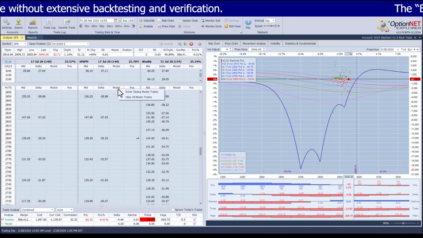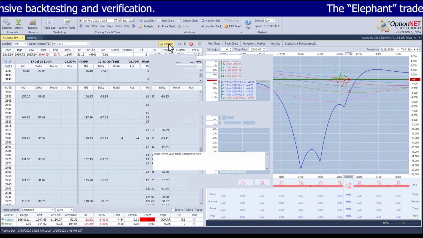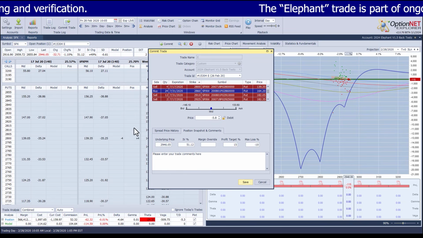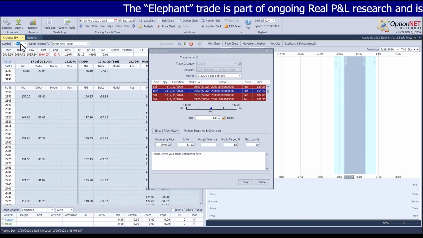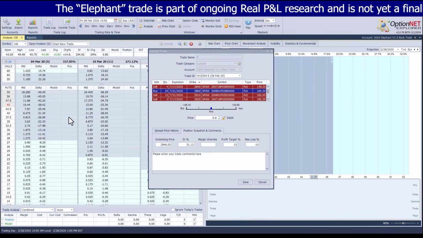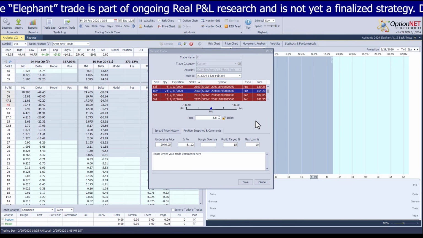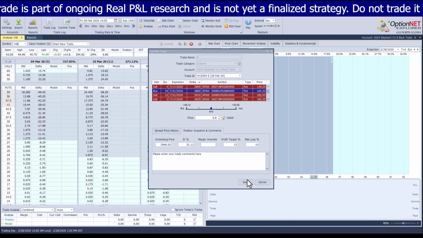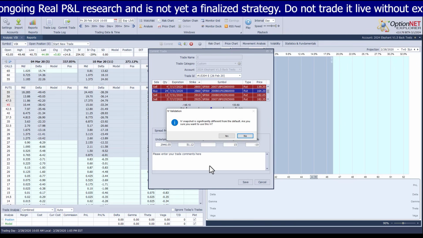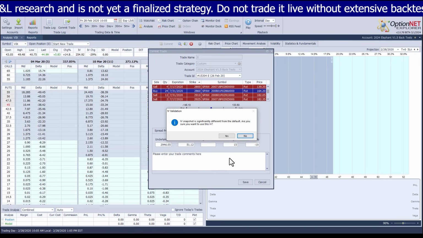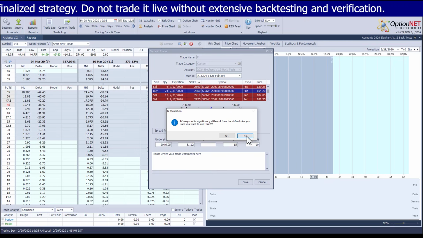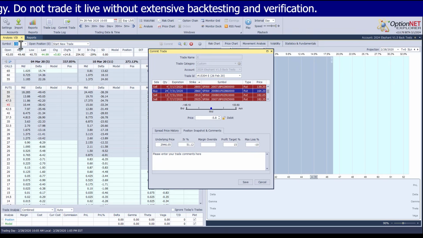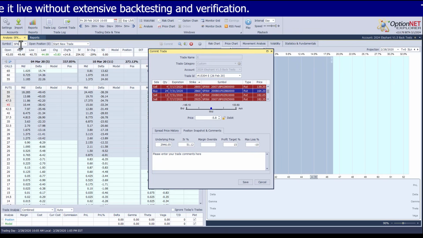$62. Let's say I lost 60, but $2 on this thing. All right. Now the VIX is too high. It's over 30. It's 45. Let's save that. Alright, hold on a second. Let me go back here. Let's save that properly.